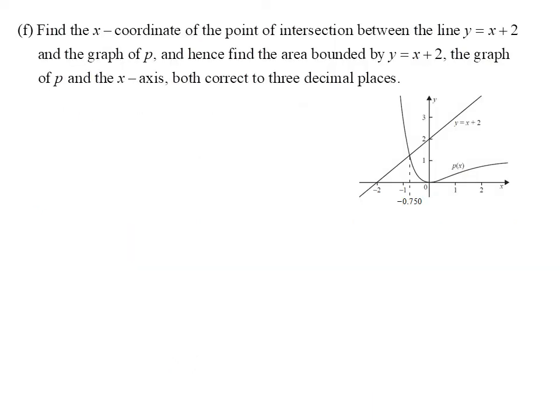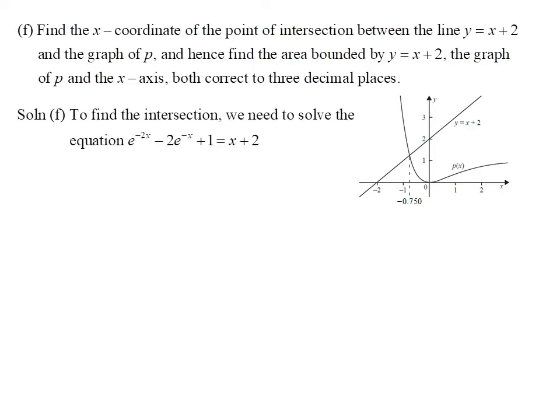The final part of this question is to find the x-coordinate of the point of intersection between the line y equals x plus 2 and the graph of p of x first, and then calculate the area bounded by the line y equals x plus 2, the graph of p of x, and the x-axis. In order to find the coordinate of the intersection, we need to solve the equation e to the -2x minus 2e to the -x plus 1 equals x plus 2. With the help of CAS graphic calculator, we obtain the value of x, which equals -0.75.